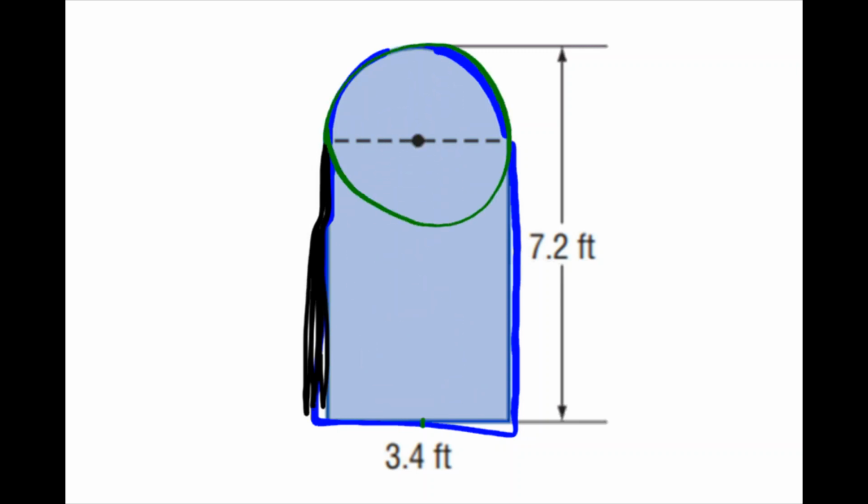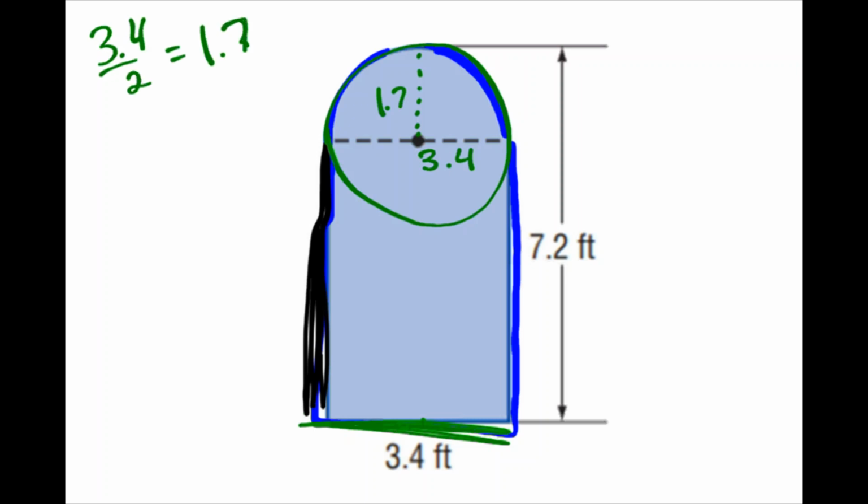This is just a circle. There's a circle at the top of that shape, and I know that the diameter of that circle is the same as the bottom of this rectangle. That has to be 3.4. The diameter is 3.4. So the radius of the circle, which is actually what I'm looking for, this section, that's 1.7. That's going from diameter to the radius.